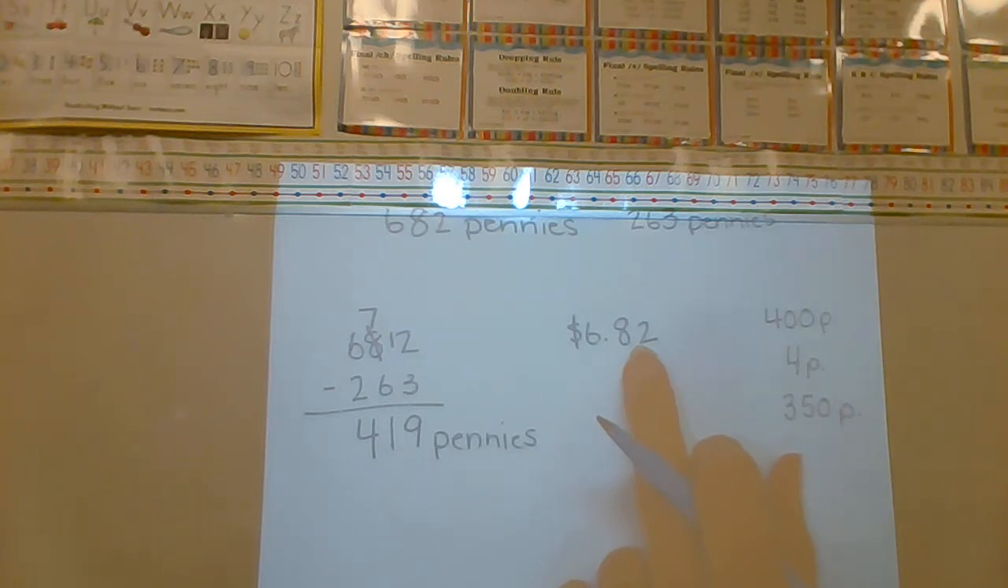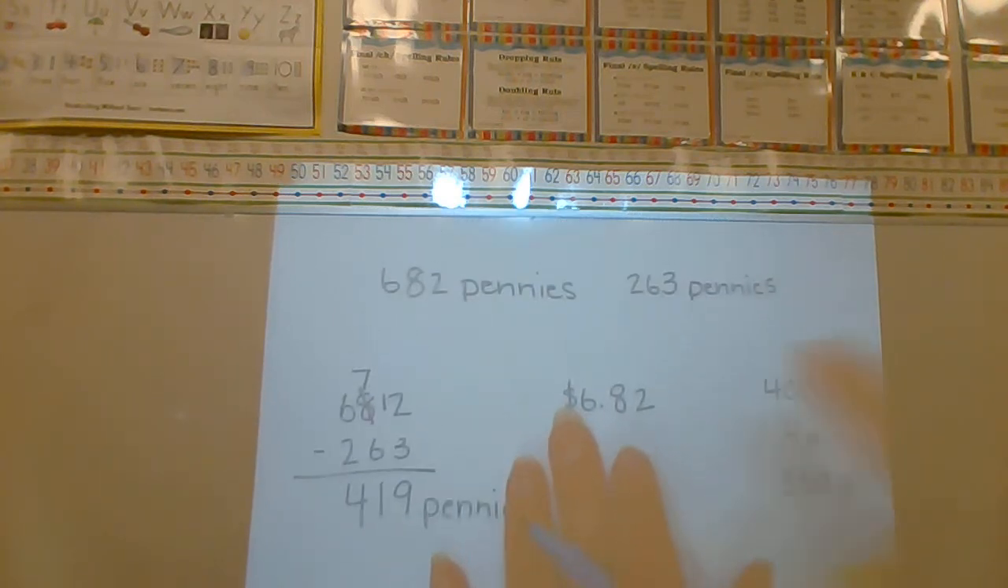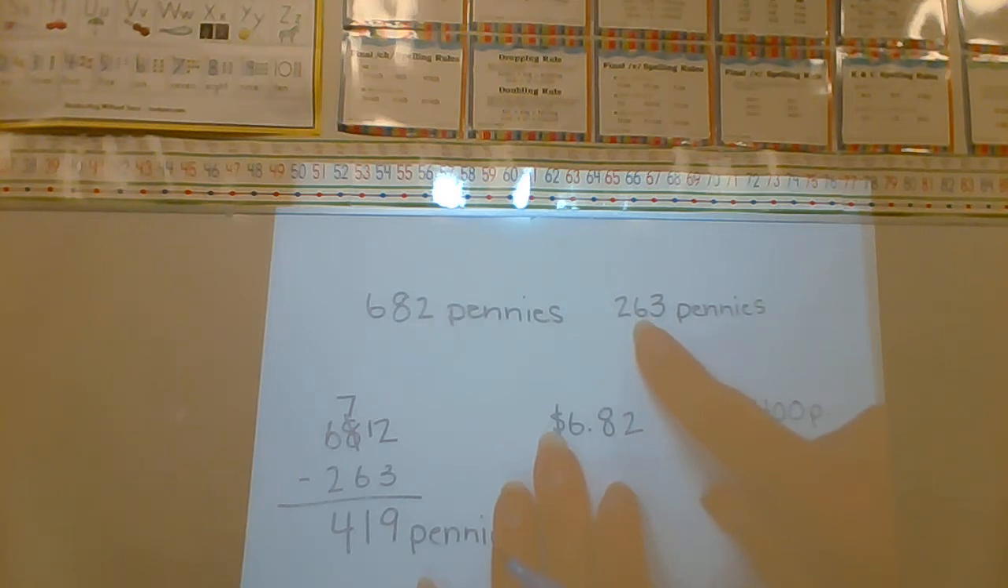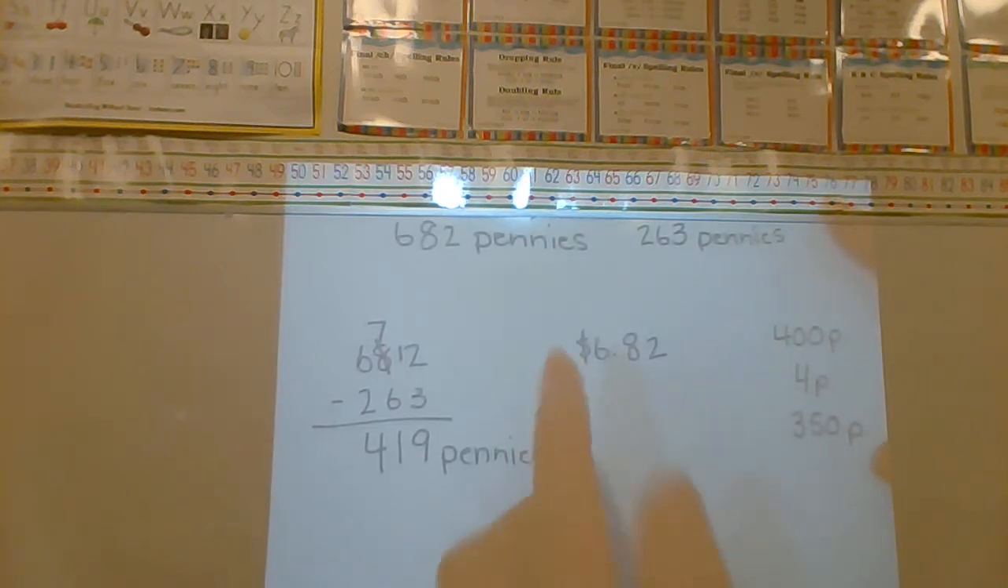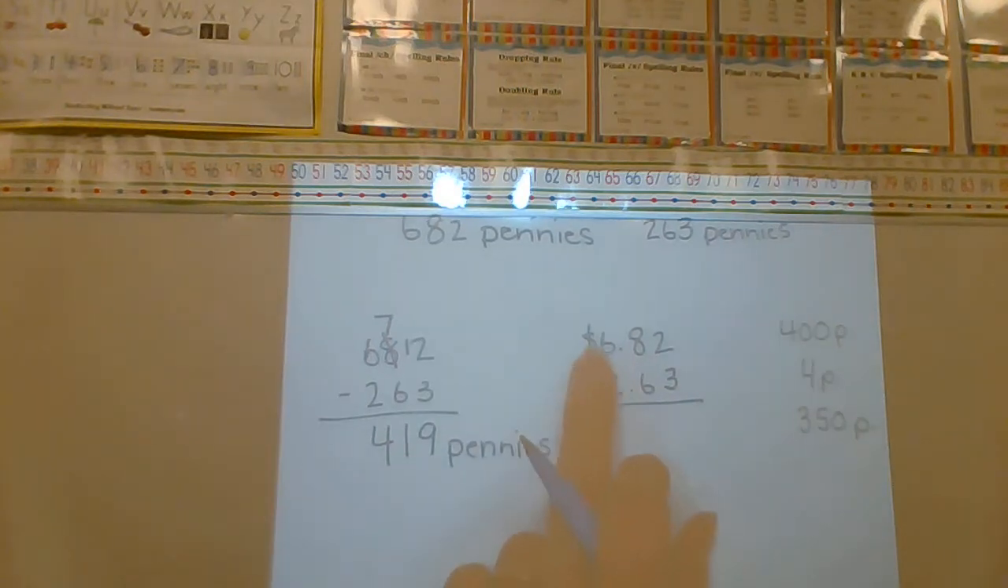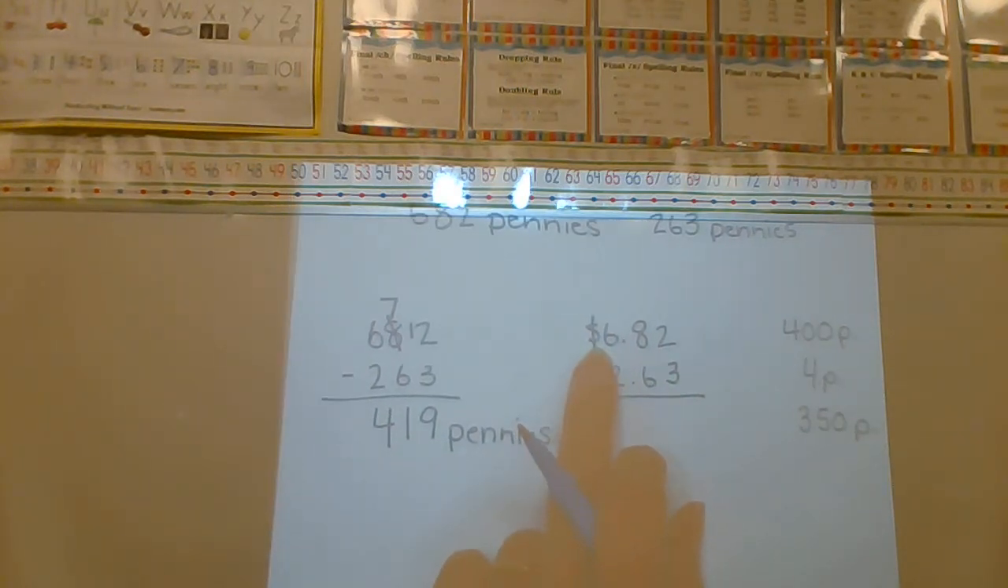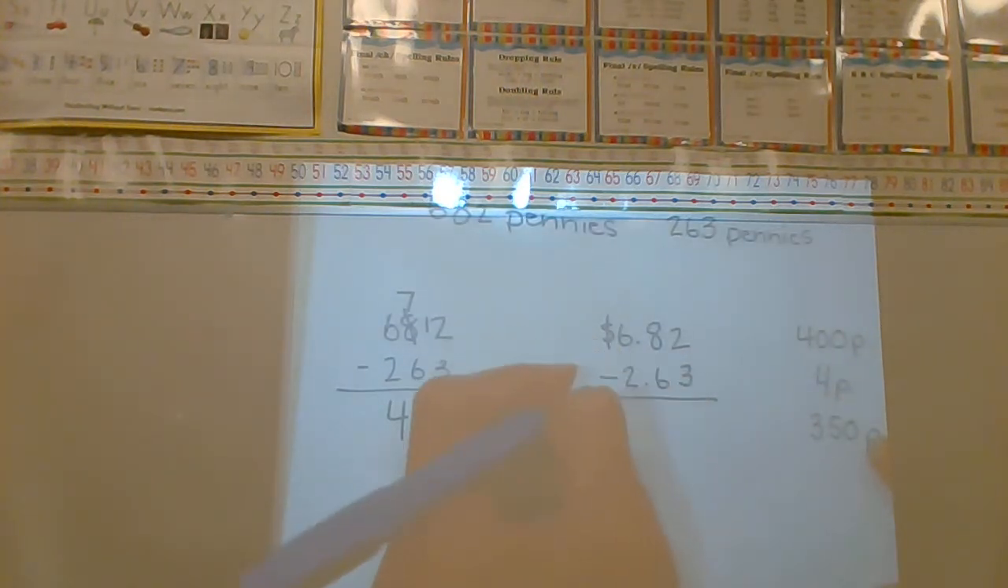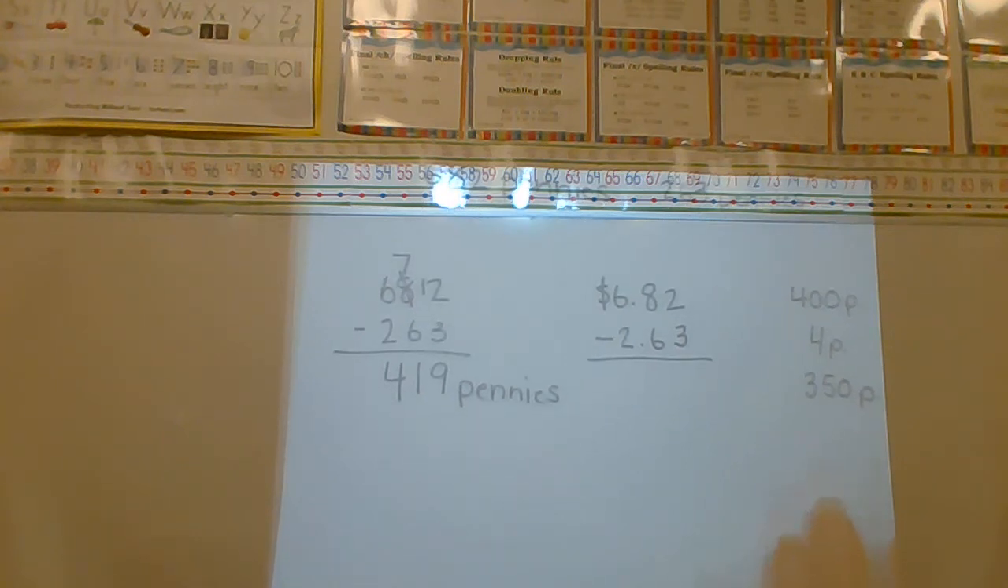$6.82. And from that $6.82, I'm going to subtract. What if I change this into dollars? Okay, that's right. It would be $2.63. Now remember, when we are subtracting money vertically, we only need to write the dollar sign next to the top number. When the reader sees the dollar sign, they know it's all money, okay? There's no room for a plus because we have to put our subtraction sign.